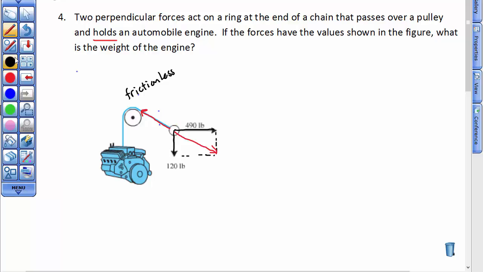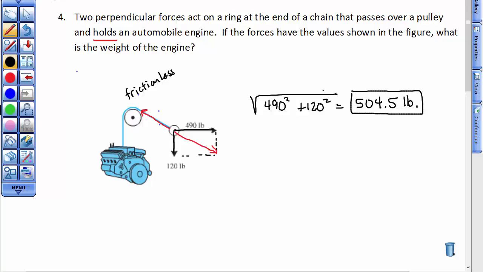So first of all, I'm just going to go ahead and use the Pythagorean Theorem. So 490 squared plus 120 squared, and then take the square root. And when I do that, I get a value of 504.5, and the units here are pounds. That's my answer. That's all I need. How much does the engine weigh?